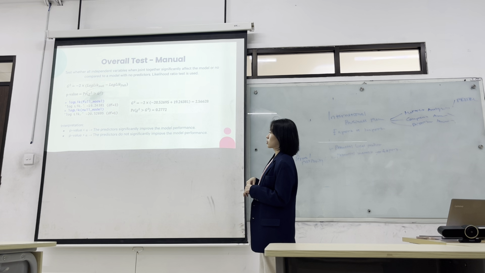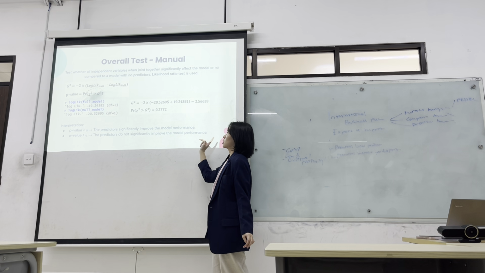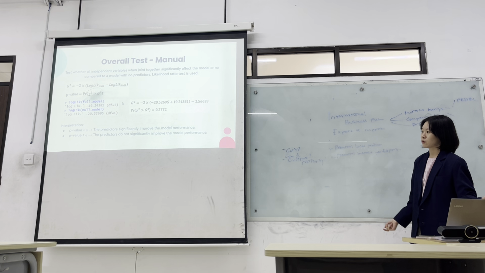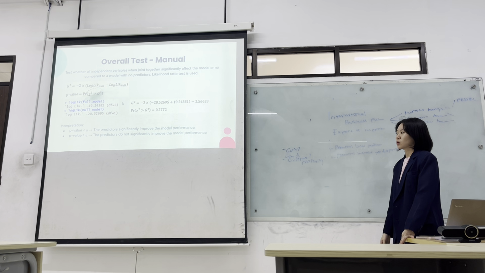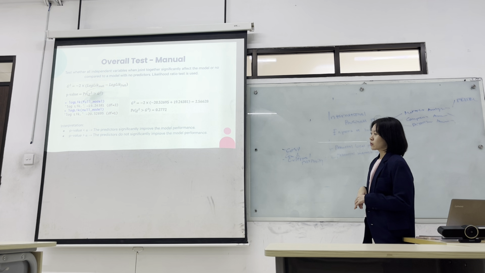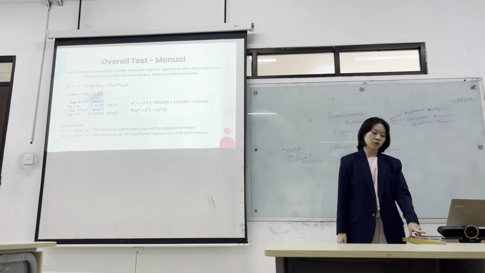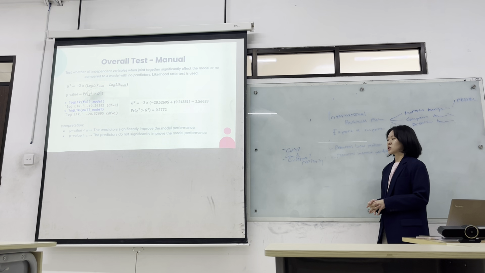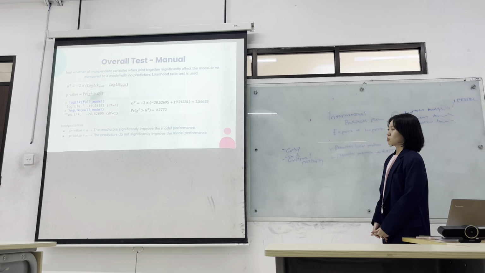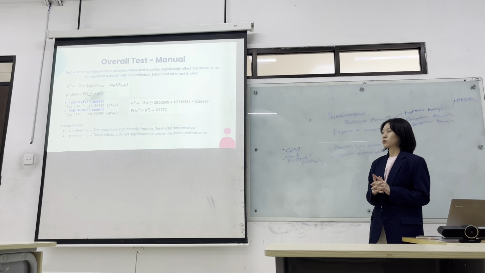And then the probability of chi-square bigger than G-square using a calculator is 0.2772. When the p-value is less than alpha, the predictors significantly improve the model performance, or when there are predictors, it can be more accurate. While if the p-value is bigger than alpha, the predictors do not significantly improve the model performance. So in our case here, since the p-value is equal to 0.2772, which is bigger than 0.05, we can conclude that the predictors do not significantly improve the model performance.